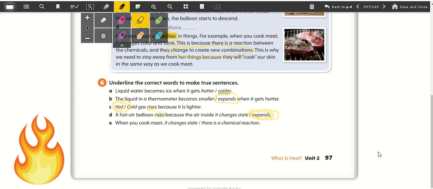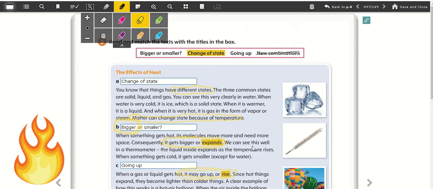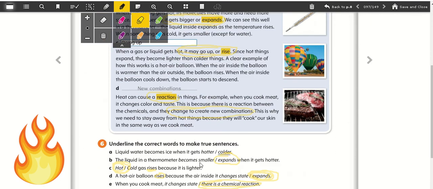E, when you cook meat, it changes the state. Well, probably in some things that we cook, it can change the state, but it's not the case of the meat. In this case, there is going to be a chemical reaction. This is what is going to happen. So, chicos, here we have the different effects that heat can have.